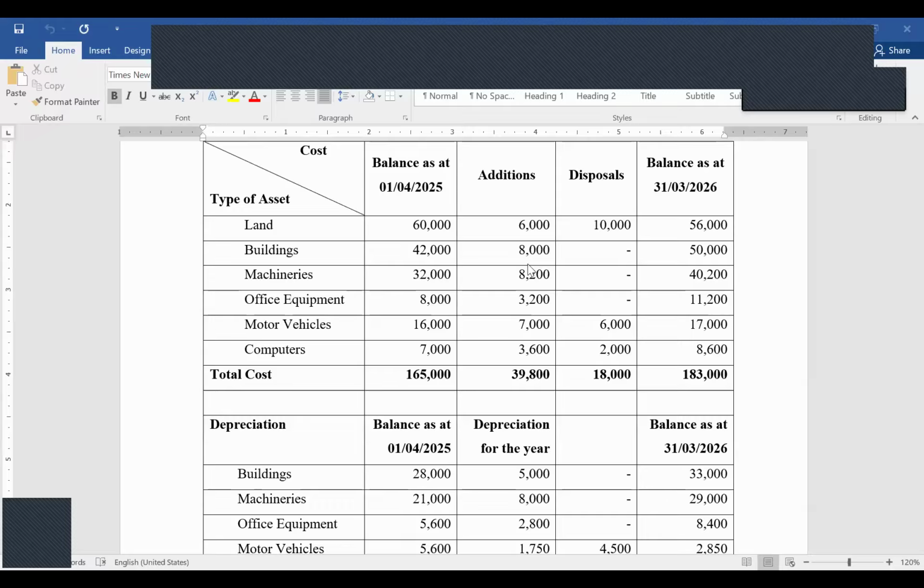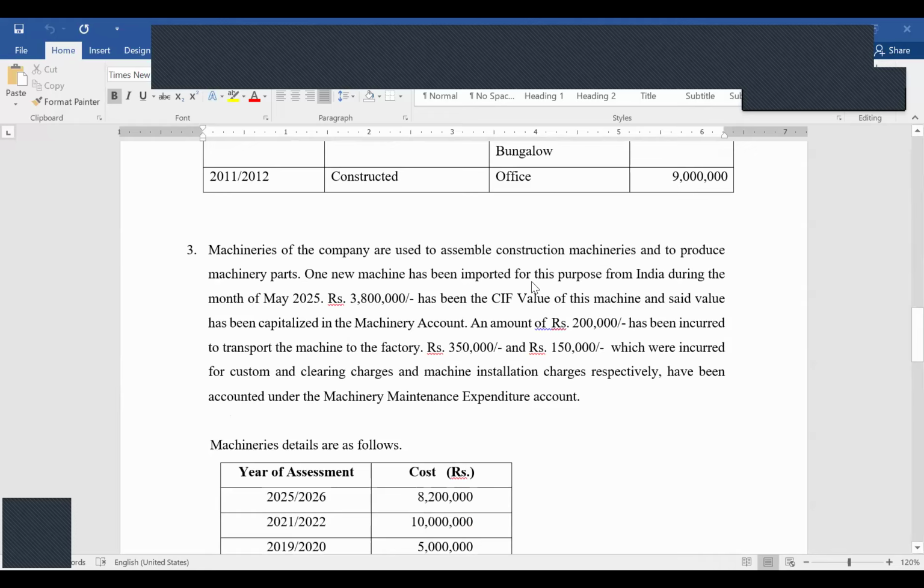Then during the period, additions are 8.2 million. That means during the period, they purchased machineries worth 8.2 million. So you have given a description. It says, during the period, a new machine has been imported for this purpose from India during the month of May 2025. That means during the year of assessment. Then 3.8 has been the CIF value of this machine, and said value has been capitalized in the machinery account. An amount of 200,000 has been incurred to transport the machine to the factory, and rupees 350,000 and 150,000, which were incurred for customs and clearing charges and machine installation charges respectively, have been accounted under the machinery maintenance expenditure account.